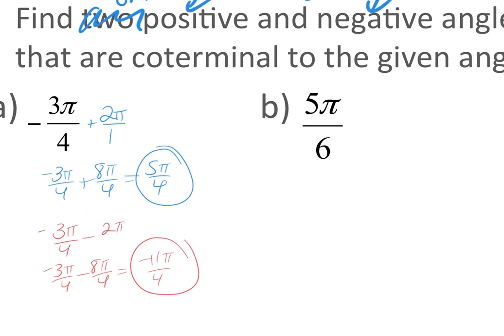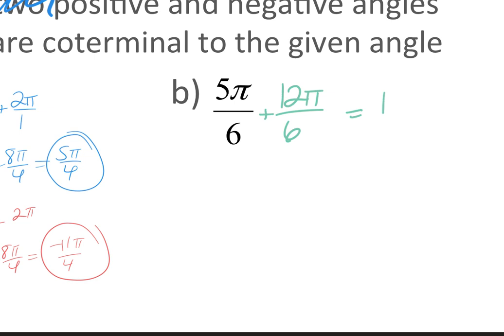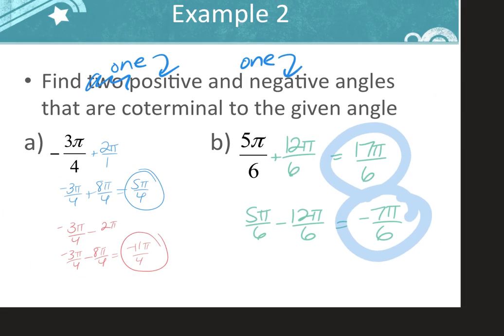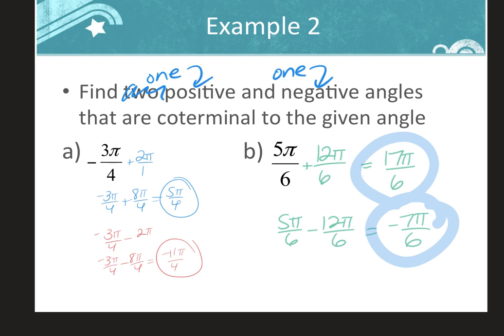All right, let's do B, and then we'll stop. So what am I going to do to get a positive one? Add 2 pi, which becomes 12 pi over 6, and I get 17 pi over 6. And then subtract 12 pi over 6, and I get negative 7 pi over 6. Good? Okay, we're going to stop.